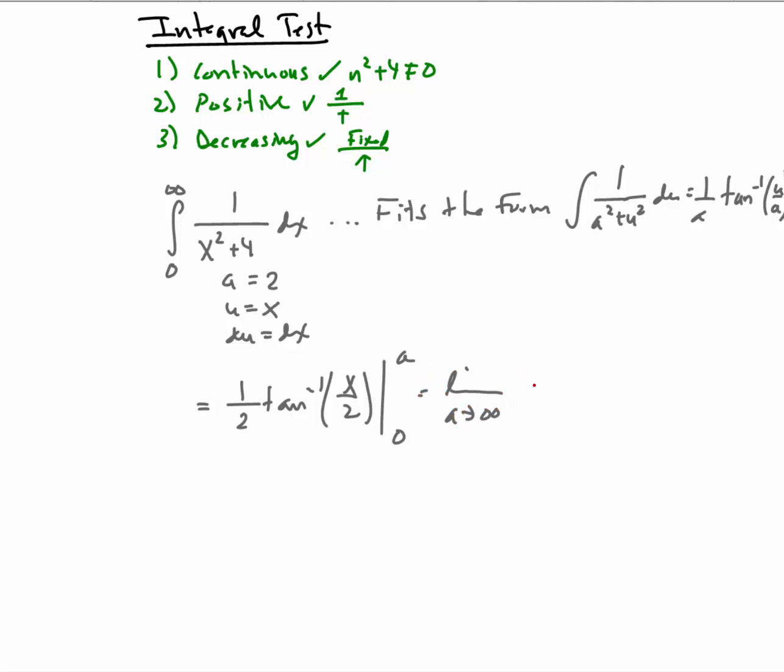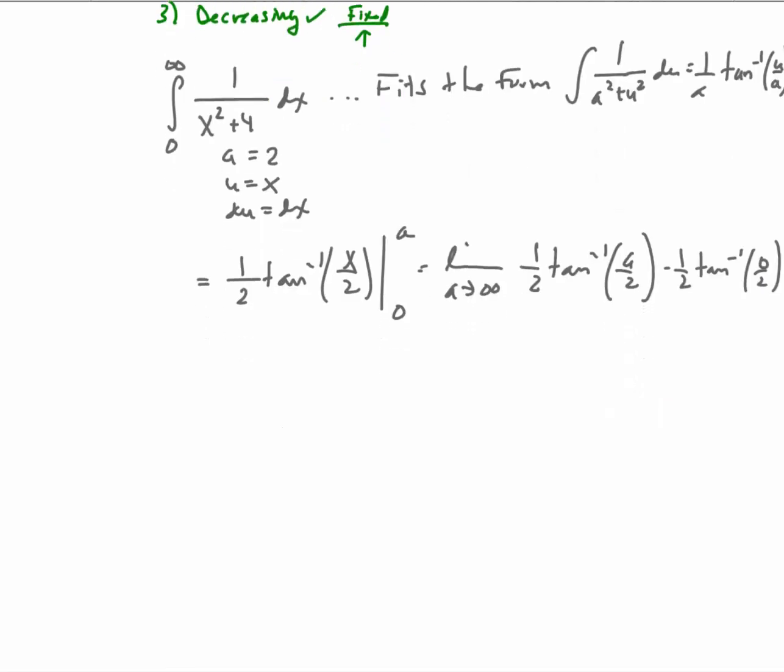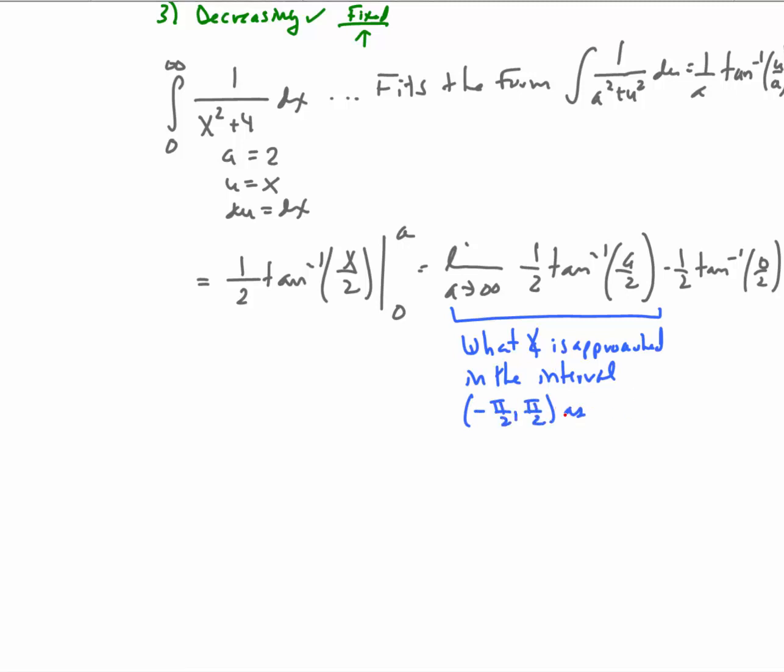This would be the limit as a approaches infinity of 1 over 2 inverse tangent a over 2 for my upper. And then for my lower, it would be minus 1/2 inverse tangent of 0 over 2. So we have two things that we're looking at here. For this first one, this is saying what angle is approached in the interval negative to positive pi over 2 as inverse tangent, or as tangent approaches infinity.